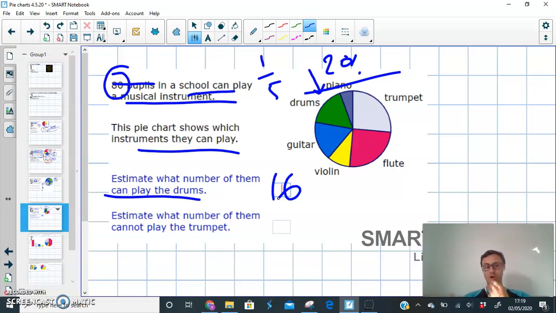Okay, so estimate the number of them that cannot play the trumpet. Well, if I look here, those that can play the trumpet is just over a quarter, isn't it? So these people estimate what number of them cannot play. Yeah, so just over a quarter can play the trumpet, so just under 3/4, I should say, then cannot play the trumpet. Okay, so if we work out roughly 3/4, and then take that, that would be your answer.